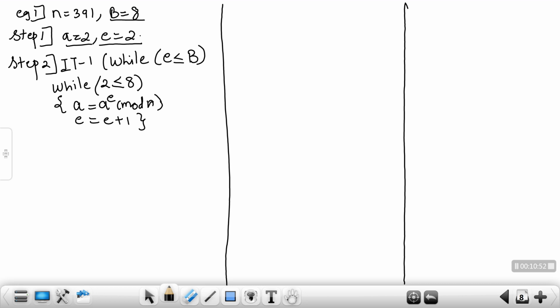So while 2 is less than or equal to 8, the A value is taken as 2, and the E value is also taken as 2, mod of n. You know what is mod of n? N is nothing but 391.